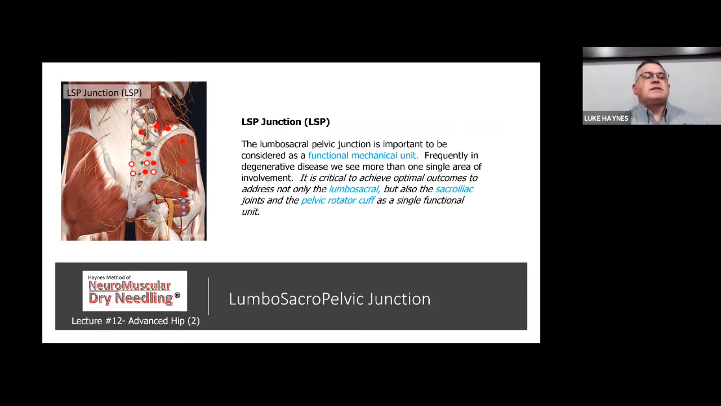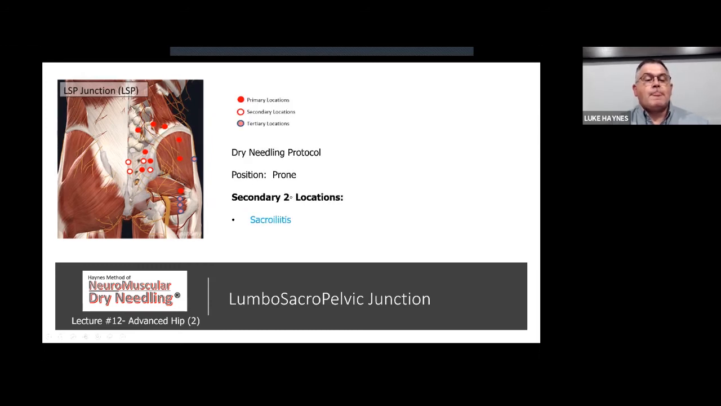So especially as we get into advanced age, advanced degeneration, we're going to see a lot of comorbidities involved that could involve multiple areas of concern. And so it's very important to frequently look at this as a single unit, not just try to break out the lumbar area or the sacroiliac or the pelvic rotator cuff. Very important to look at all of that as a single unit.